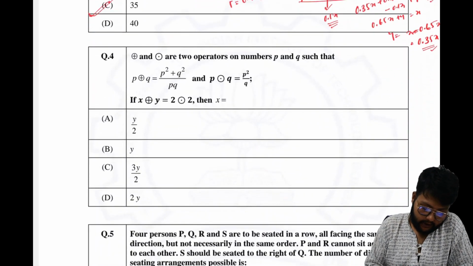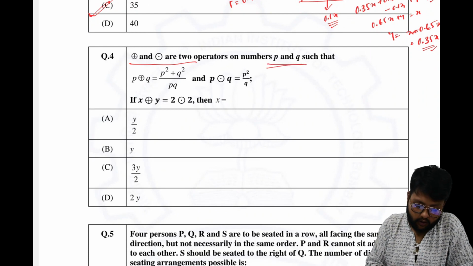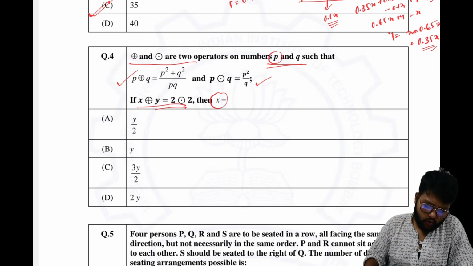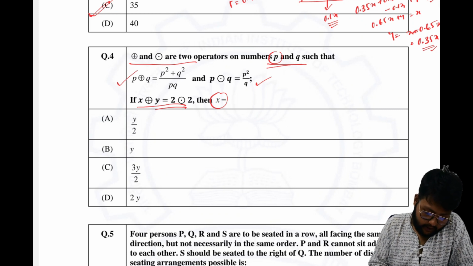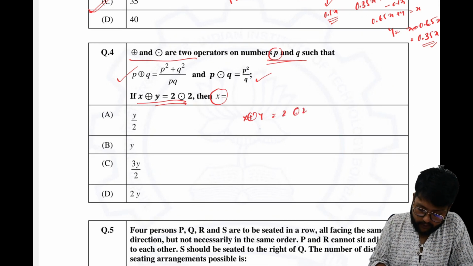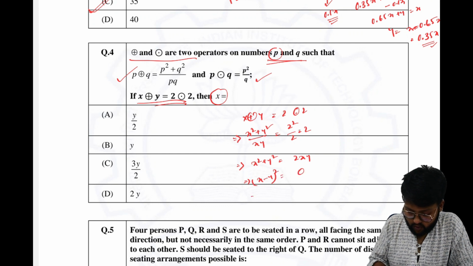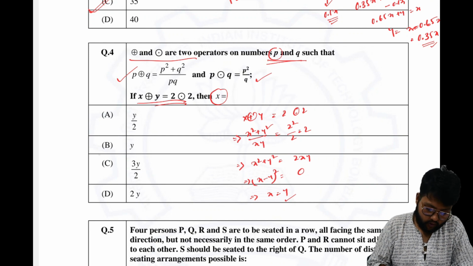Okay, our next question is about operators. P and Q are numbers, and this operator works like this one, and this other operator looks like this. So this is the equation, and it asks what will be x. From the equation we can check that x plus y is 2. Okay, so this operator, x and y, means (x square plus y square) by xy, and this will be p square by q, so it will be 2 square by 2, overall it will be 2. That means x square plus y square is equal to 2xy. It means (x minus y) whole square is 0, so x is equal to y from this equation. So B will be our correct answer.